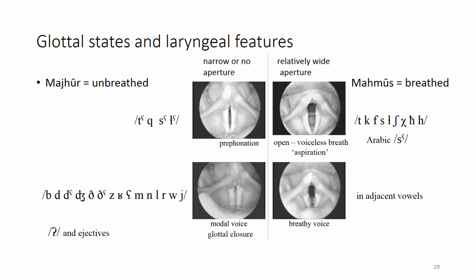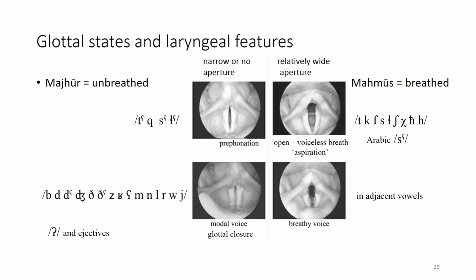Returning to the question at the start of the talk about whether we should take a voiced-voiceless view of Semitic laryngeal phonology or an unbreathed-breathed view, I'd like to conclude that we take the unbreathed-breathed view, a view which matches Sibawayh's classification. On the unbreathed side, as you can see, we have the sounds produced with the glottis in the pre-phonation state, which are voiceless but unaspirated. They tend to be emphatic consonants.